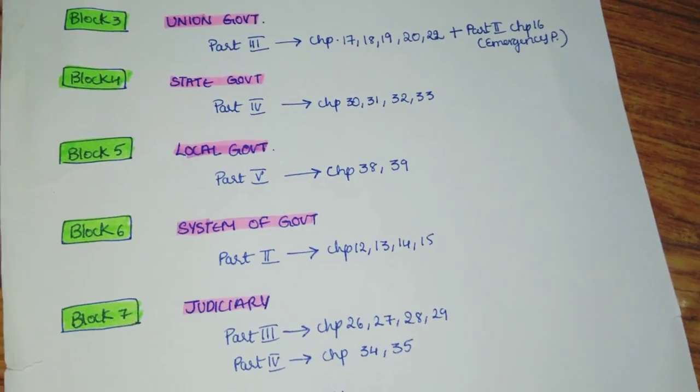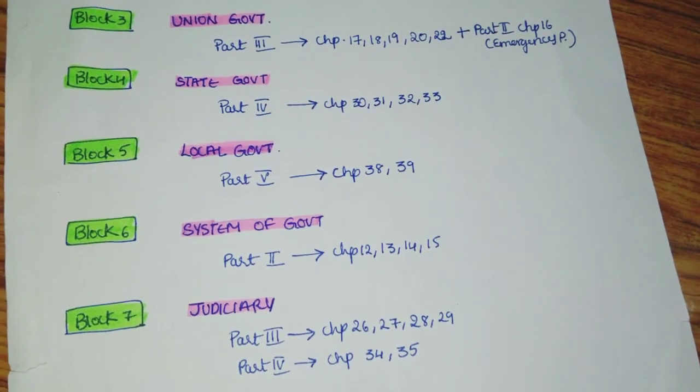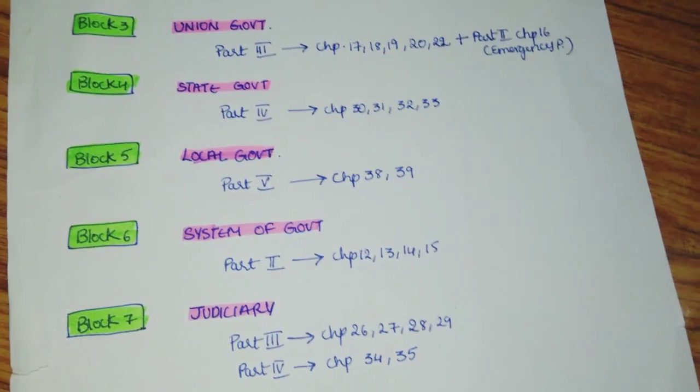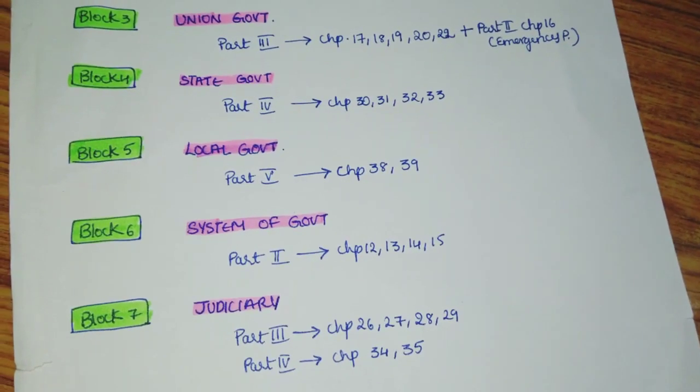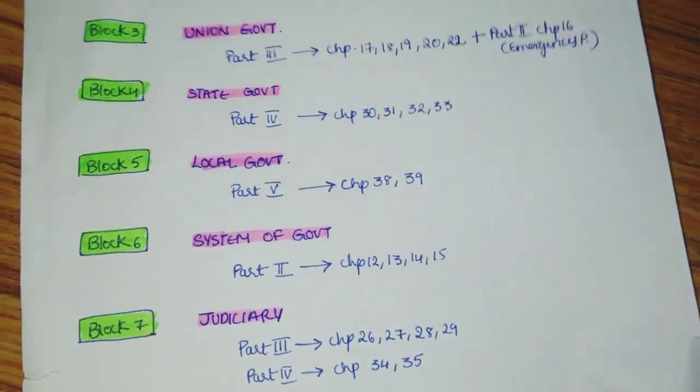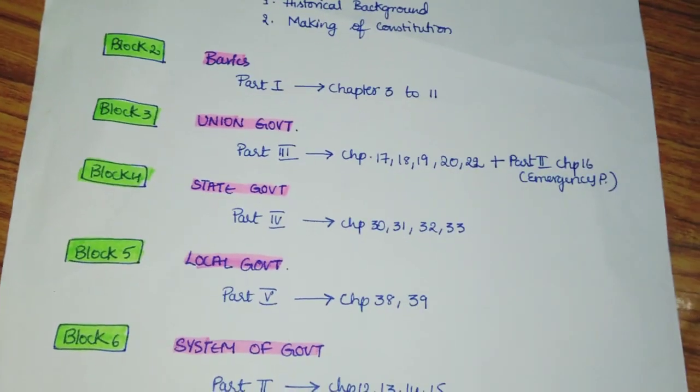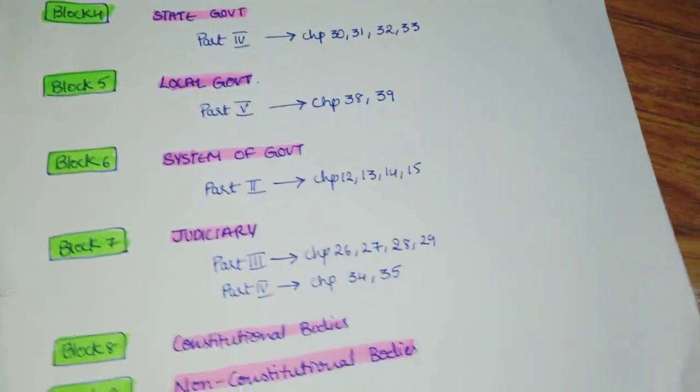Chapter 12 is parliamentary system, and 13 is federal system, central-state relations. These all come under system of government. So from chapter 12 to 15 you can cover these, and in part 2, the 16th chapter is covered here, right? Emergency provisions. And then we have block 7.